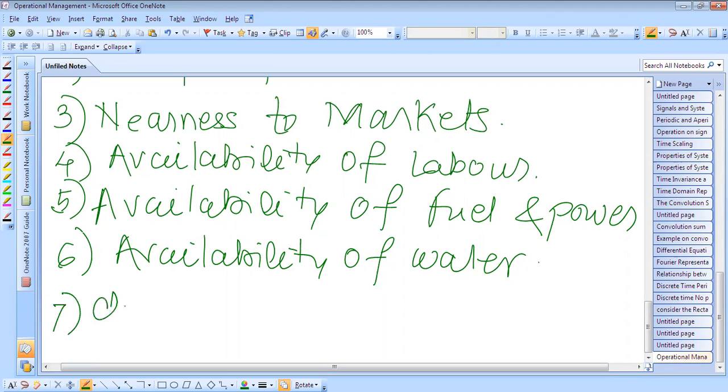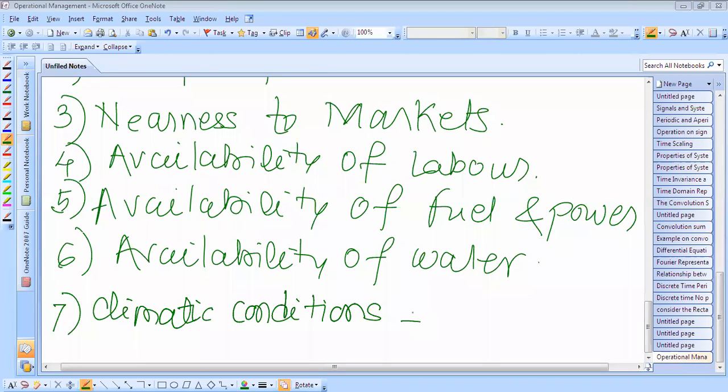Next is the climatic condition. Climatic conditions are very important, but with the development in the field of heating, ventilating, and air conditioning, the climate of the region does not present much problem.